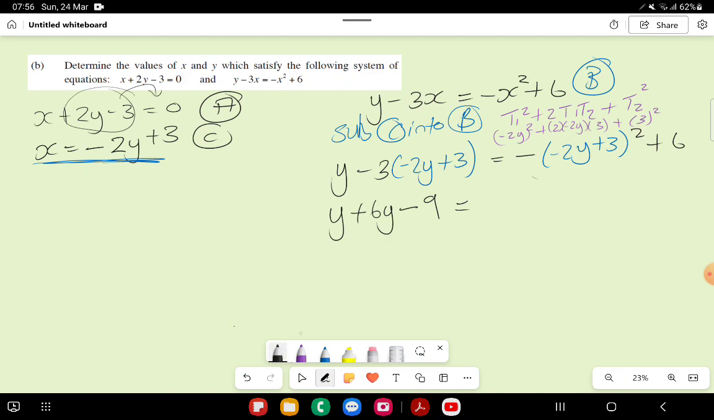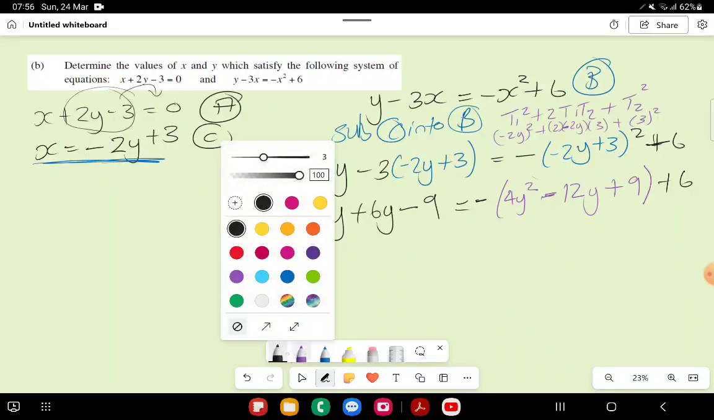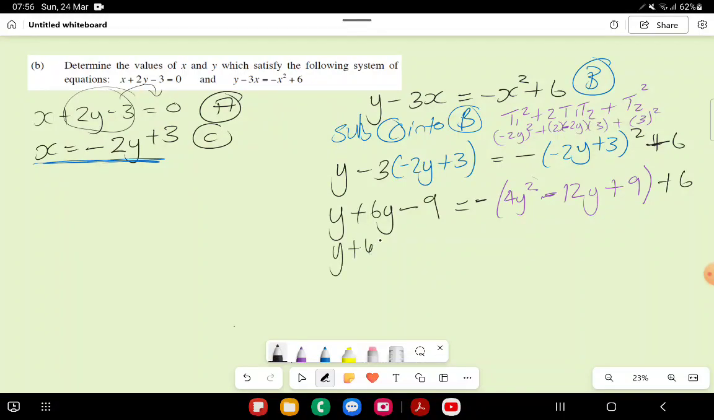I'm going to keep it in brackets, okay, because there's still that minus sign outside. So that becomes 4y squared minus, because of this minus sign here, 2 times 2 is 4, 4 times 3 is 12, y plus 9 and plus 6 at the end. Now I'm going to multiply in that negative sign. So y plus 6y minus 9 is equal to negative 4y squared plus 12y minus 9 plus 6.